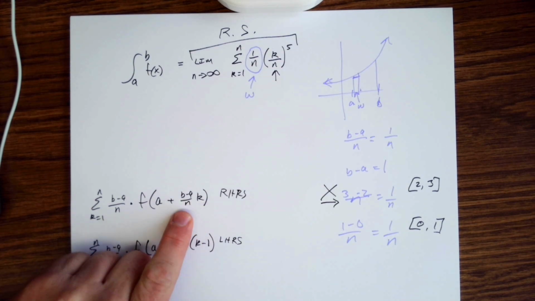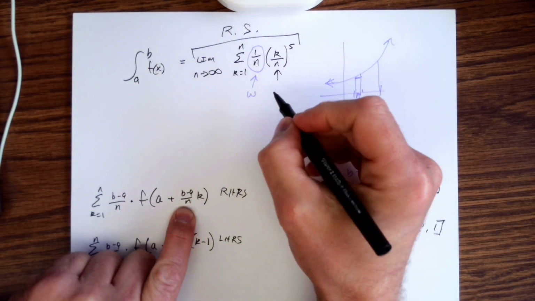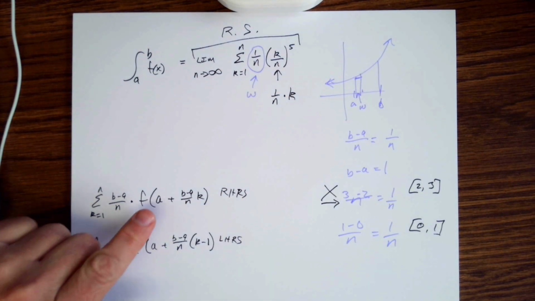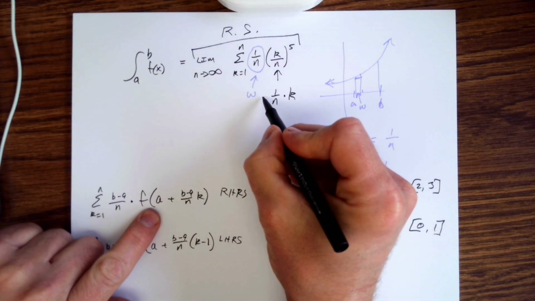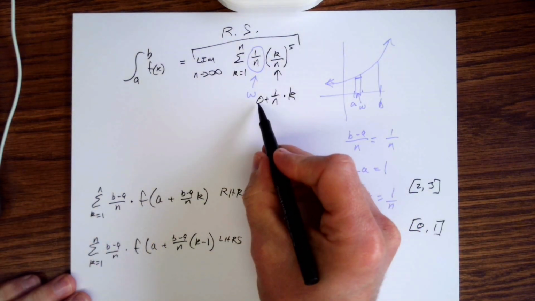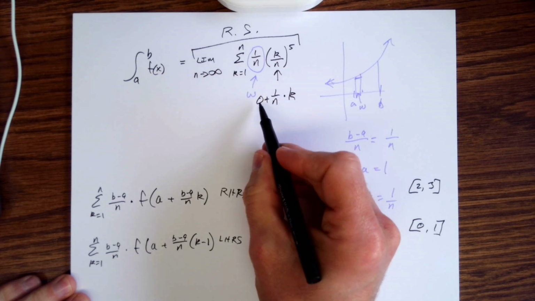There's k. We've already established the fact that our width, b minus a over n, is 1 over n, right? So this piece right here is 1 over n times k. And then you say, well, what about a? Well, the only way that can work is if I have 0 plus that. So there's the start of my interval at 0. The width of my interval is 1, which means it goes from 0 to 1.